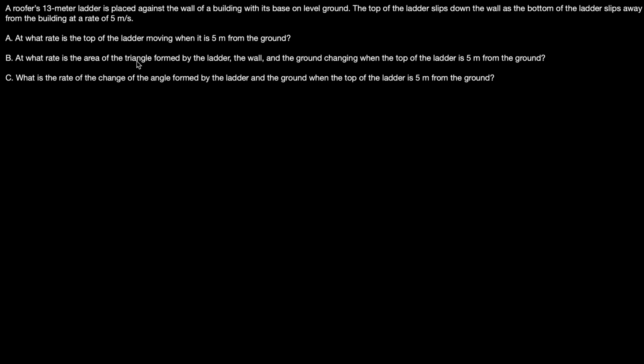At what rate is the area of the triangle formed by the ladder, the wall, and the ground changing when the top of the ladder is 5 meters from the ground? And what is the rate of change of the angle formed by the ladder and the ground when the top of the ladder is 5 meters from the ground?